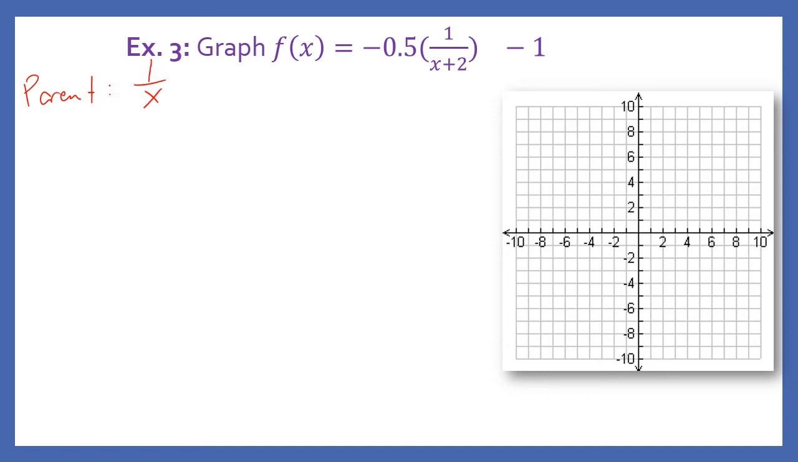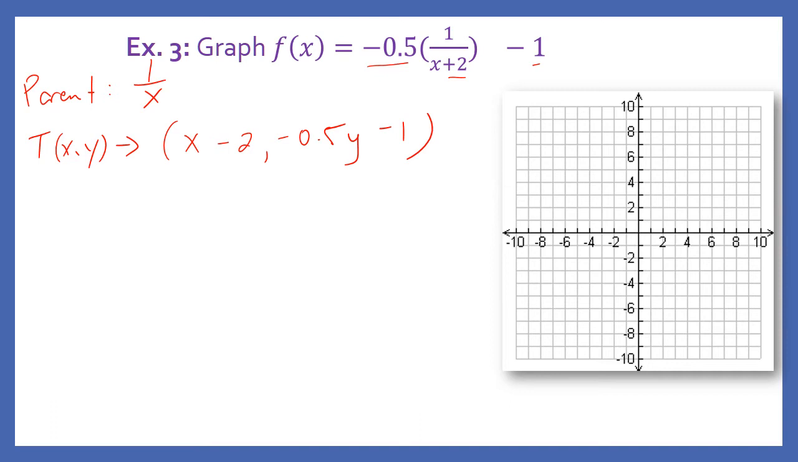Is there anything out front of x? No, so we don't have to common factor this time. So we can go right to the txy. And we would have x, because there's no k value, minus 2, then negative 0.5 is our a value, so negative 0.5y, and then minus 1.